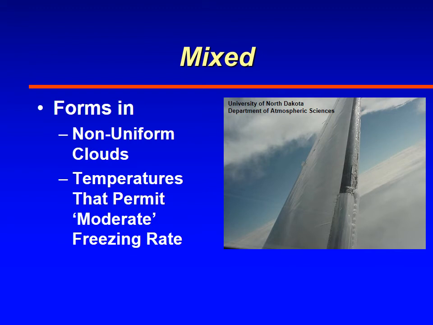Mixed ice forms in clouds that have both stratus and cumulus type structures, so non-uniform clouds and different drop sizes. Also, mixed ice forms at temperatures that are not too cold and not too warm, just kind of in between, where you get a moderate rate of freezing.